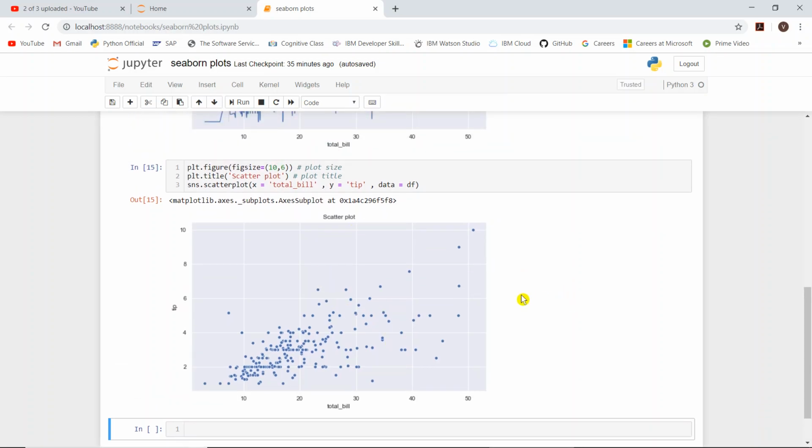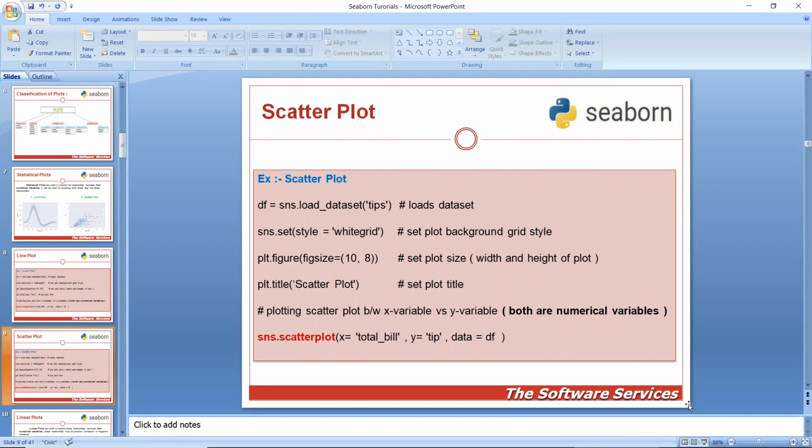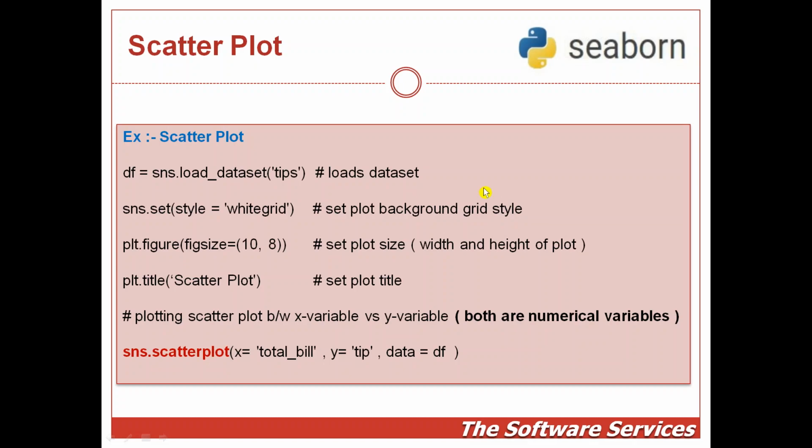A scatter plot is a plot between two numerical variables, friends. The graphic changes, so dots will appear instead of a line. It is very widely used to know the relationship between two numerical variables. So this is all about statistical plots. We have discussed statistical plots and their associated line plot and scatter plot, friends. And in the next class we will discuss another category called linear plots, friends.